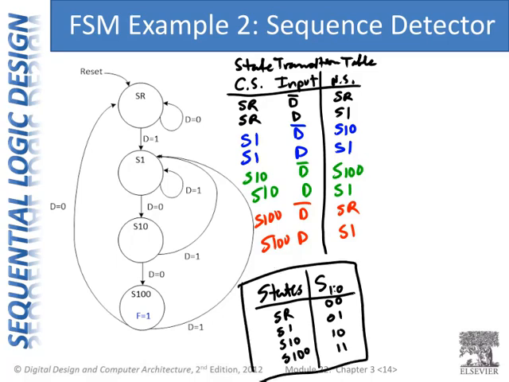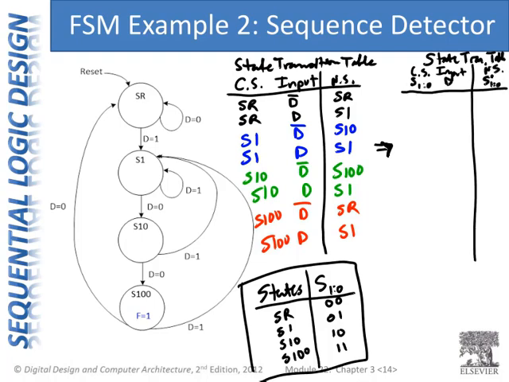Now we can take these encodings and just translate our state transition table. Again, we have our current state and our input on the left, and our next state on the right. So we just take that top row and convert it. SR, we're going to use whatever we have in our encoding down here. Well, it's just 0, 0. D is low, and the next state should be SR, 0, 0. Next row, again SR, but now D is high. Next state should be S1. Encoding is 0, 1 for S1.